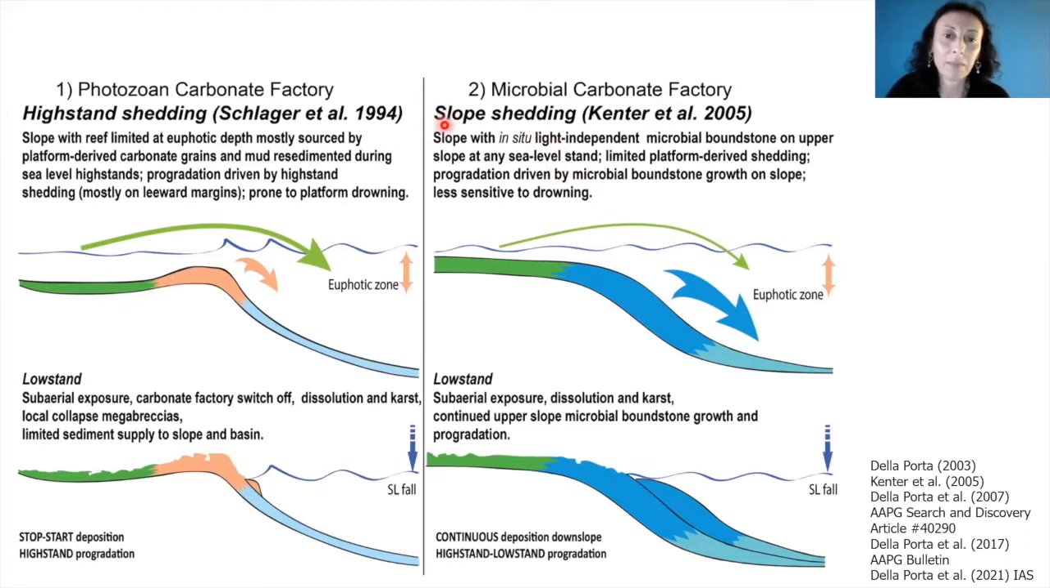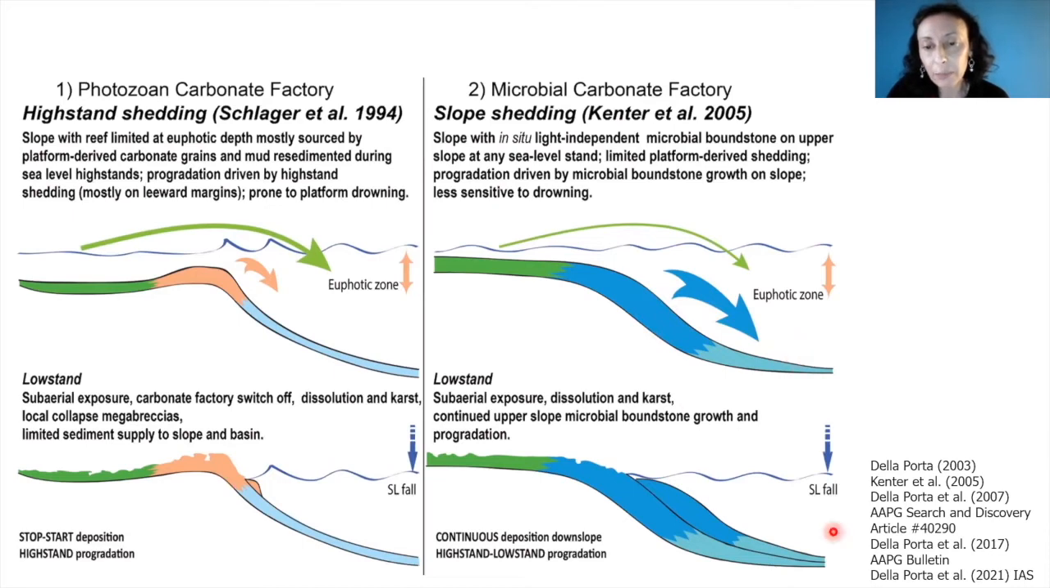And the other important thing to keep in mind is that microbial carbonate platforms can be synthesized in this model defined as the slope shedding model, that is in contrast with the highstand shedding model, where the slope and the basin of present-day platforms is mostly sourced by grains resedimented from the platform top. Instead, in microbial platforms, the largest contribution to margin growth and slope progradation is due to the microbial boundstone on the upper slope.